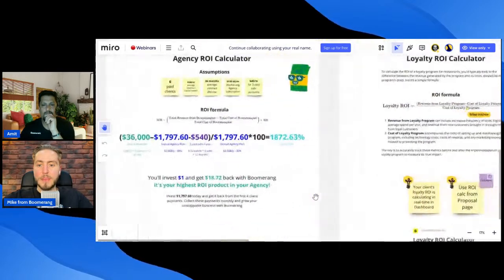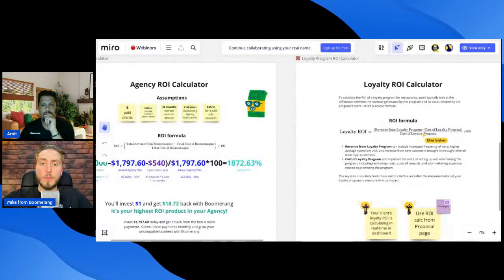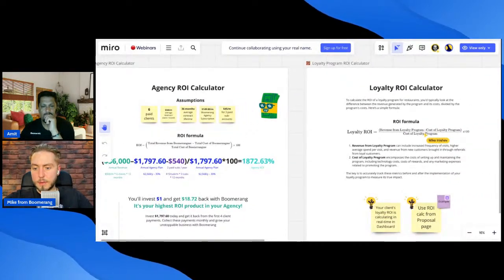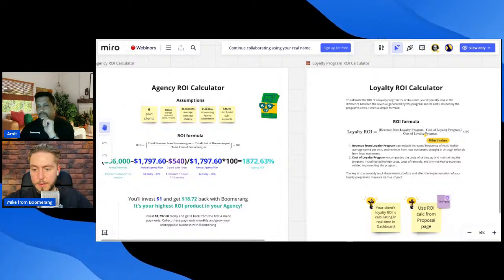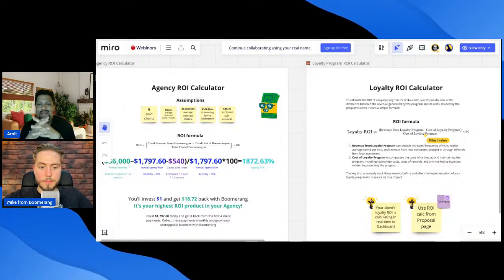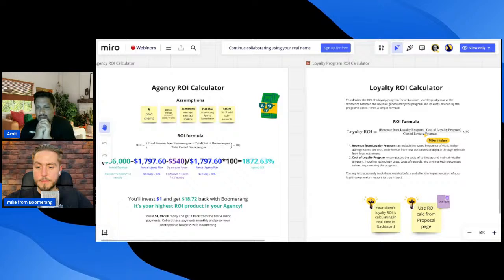Well, here is the calculation for loyalty for the businesses and for the agency. I think it's clear for now. If we have any questions, Amit, please. I think again it's very straightforward. We are just showing 6. It can be more month after month after month, so it is going to increase.